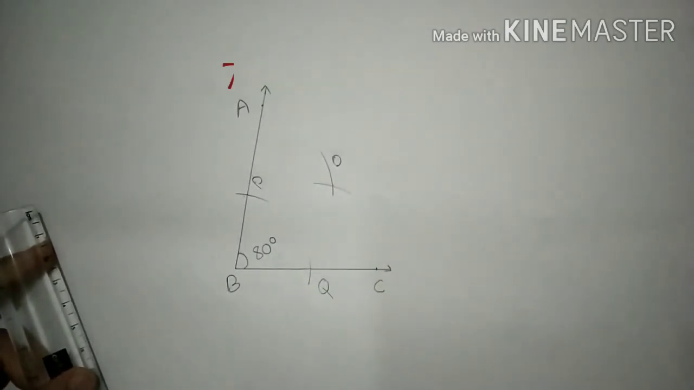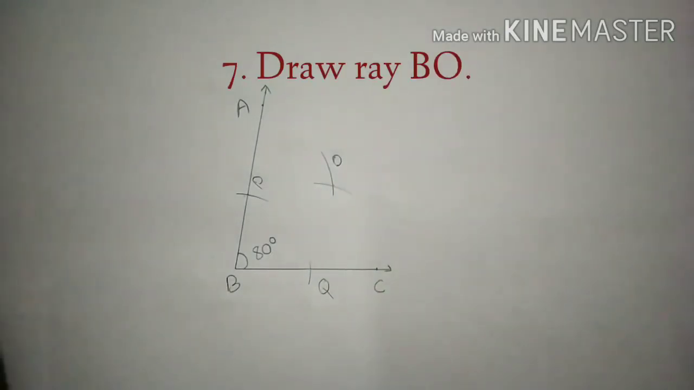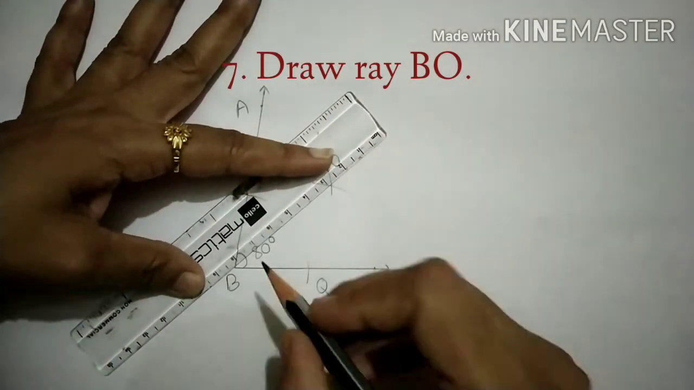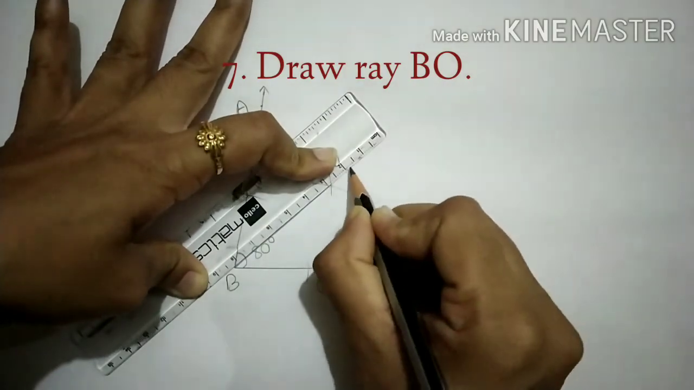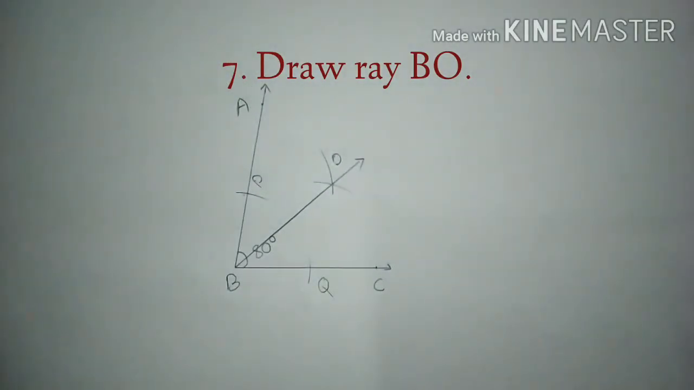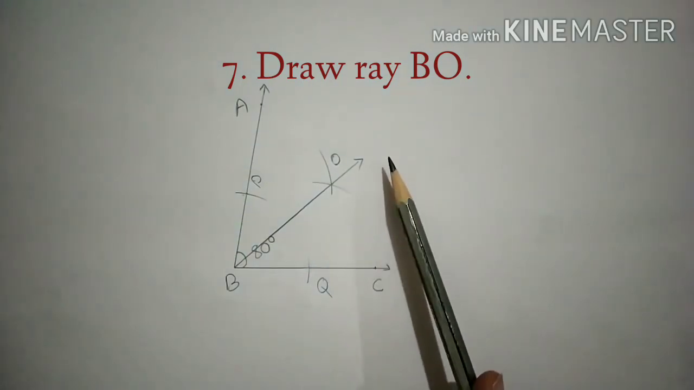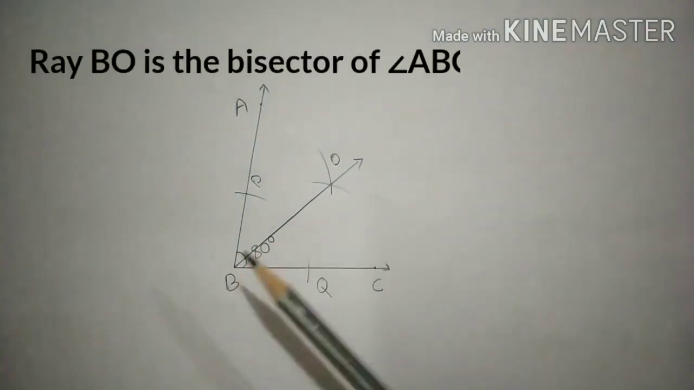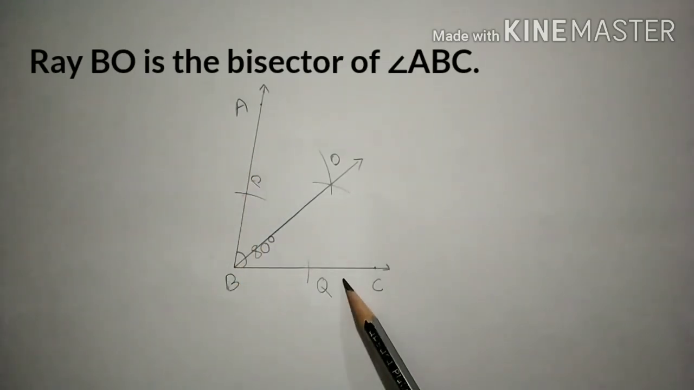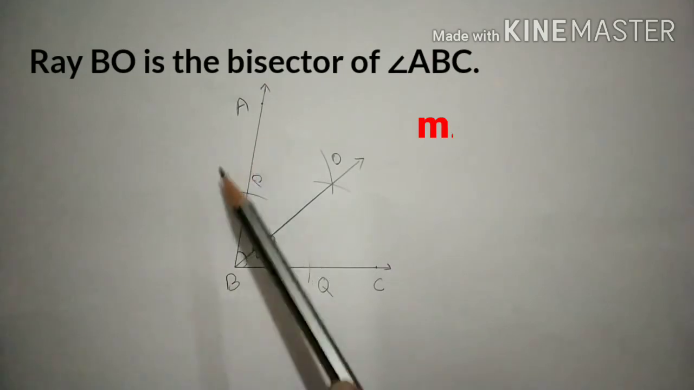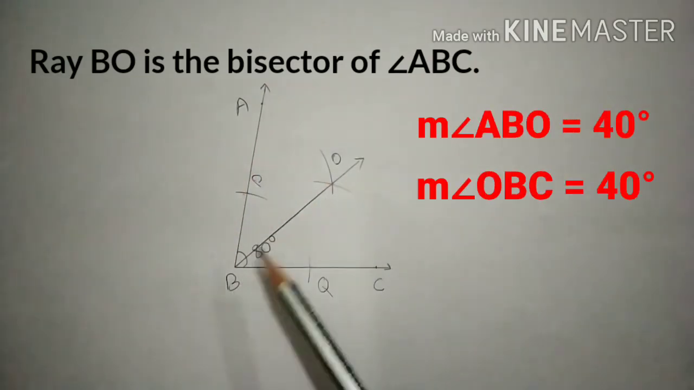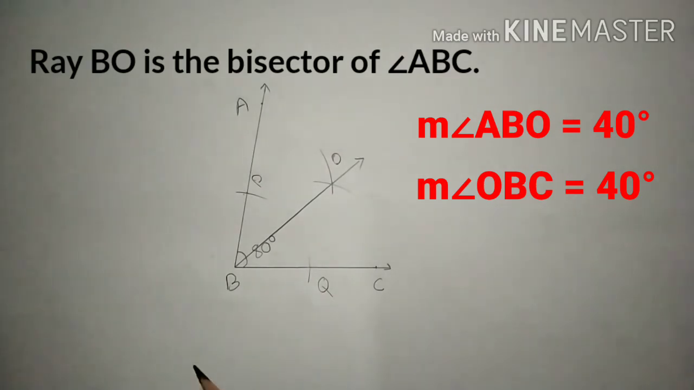The last step is to draw ray BO. By joining points B and O, we get ray BO. This is ray BO. This ray BO is the bisector of angle ABC. Here, the measure of angle ABO and the measure of angle OBC are the same.